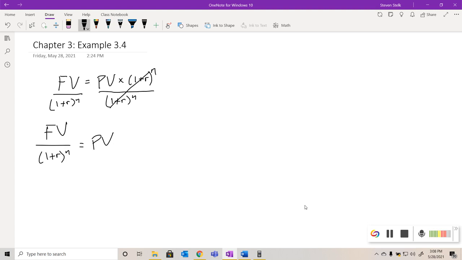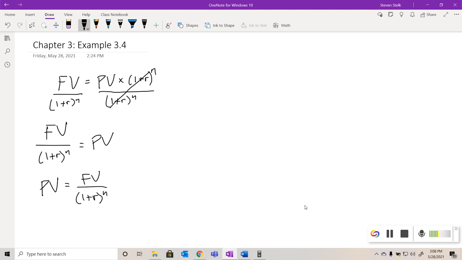Okay? Now I've got present value by itself over here. Now we usually like to have the thing that we're solving for on the left-hand side, so I'll just rewrite that as present value equals future value over 1 plus r to the n. Right? And now we've taken the same relationship that we had before, and we've just converted it to where present value is on the left-hand side. But it's exactly the same relationship. We're just looking at it from a different direction.